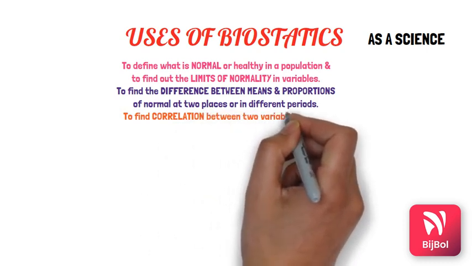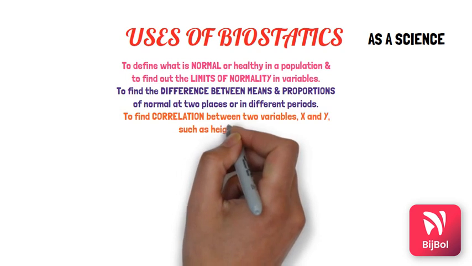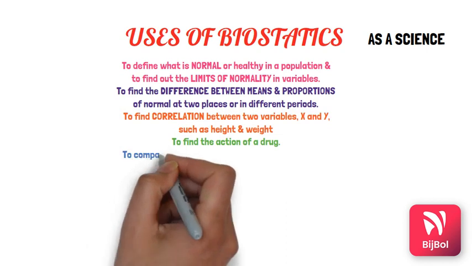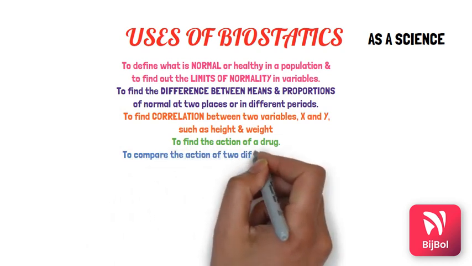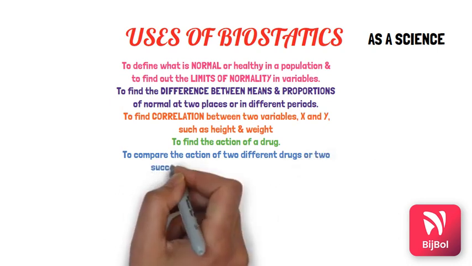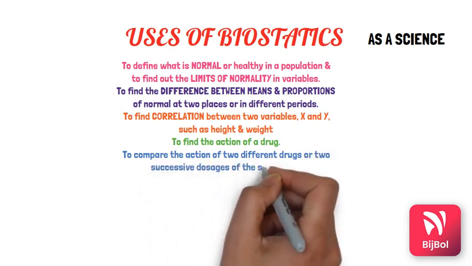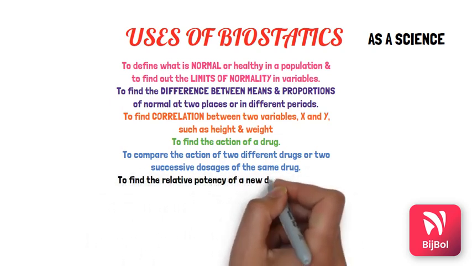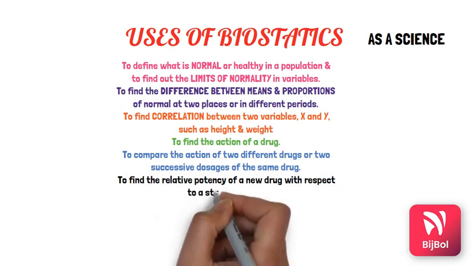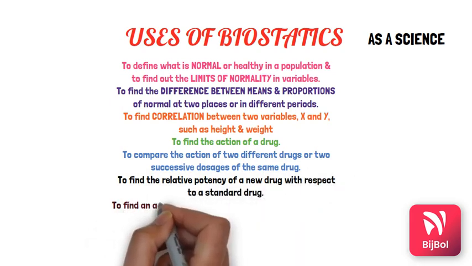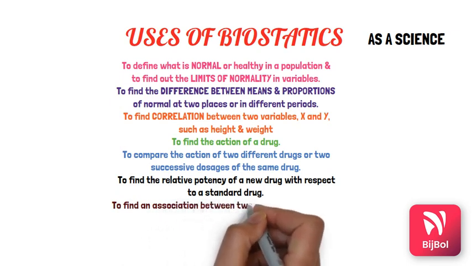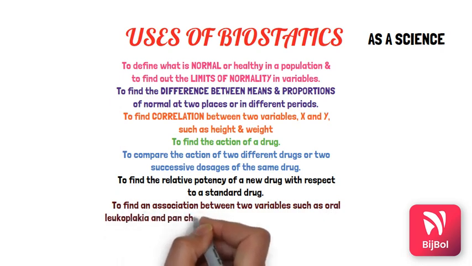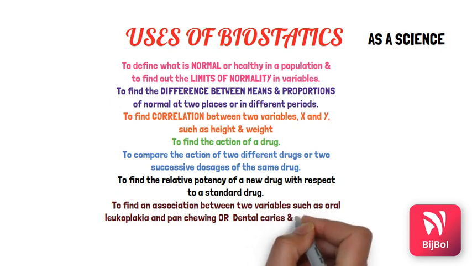Previously we have seen that if you need to find correlation, you also need biostatistics. To find the action of a drug, how well it works. To compare the action of two different drugs or two successive dosages of the same drug. That is, if you want to compare one drug to another drug, then you need biostatistics. To know the effectiveness of a single drug, and to find the relative potency of a new drug with respect to that of a standard drug, and to find an association between two variables, such as oral leukoplakia and pan chewing, or it can even be dental caries and sugar intake. So it even tells us the association.